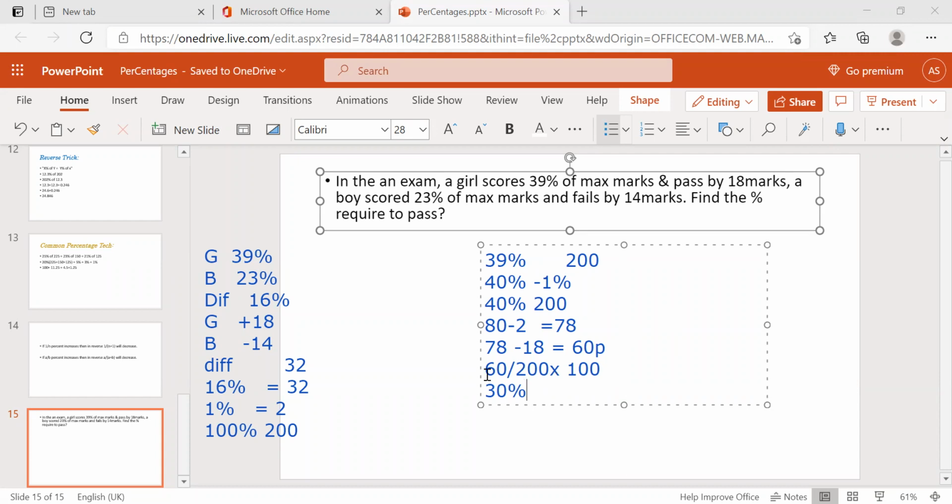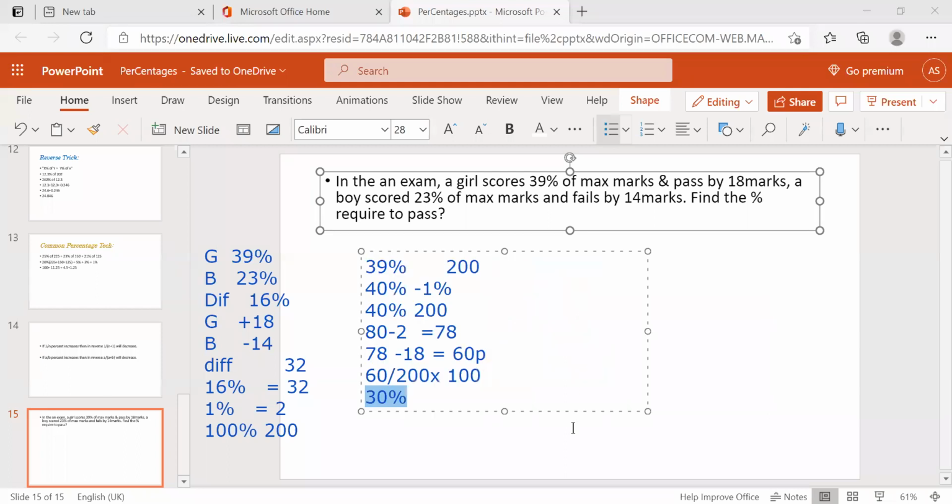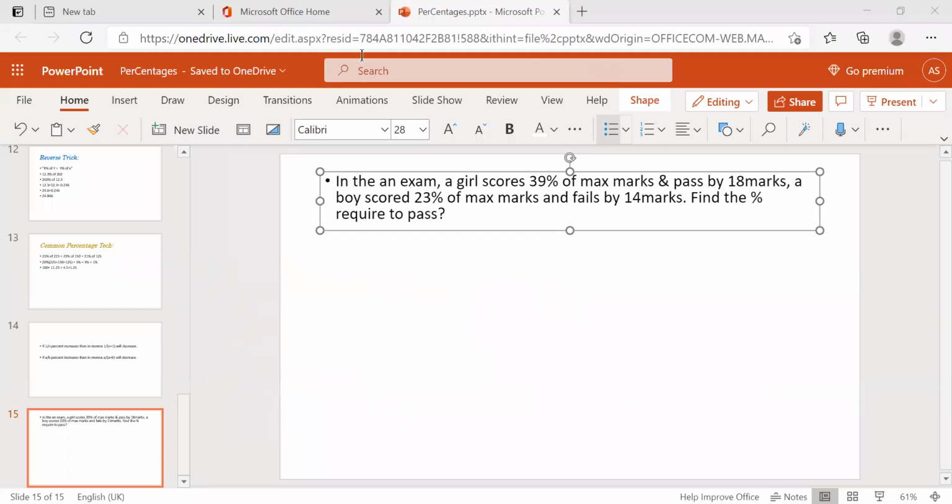So all these things are normal marks. 60 by 200 into 100 is normal. See, by saying 200 is 100 marks, 100%. Okay, what's 10% here? 20. What do we require? 30%. It's nothing but we already have 60, right? So 30% is the pass marks. They require 30 to pass. And even if you solve by the boy's side also, we'll get the same answer. Is it okay, guys? We'll move to the next one.